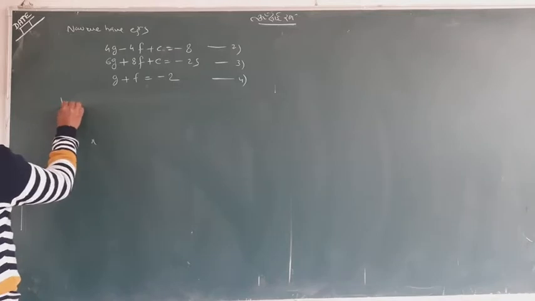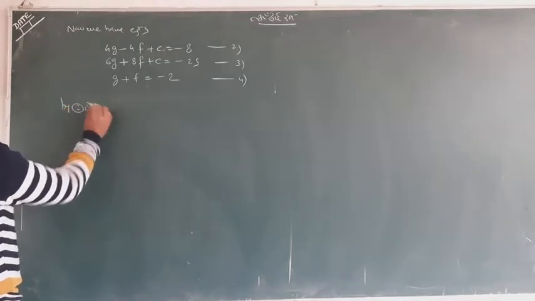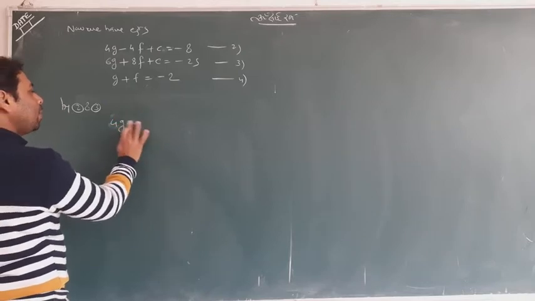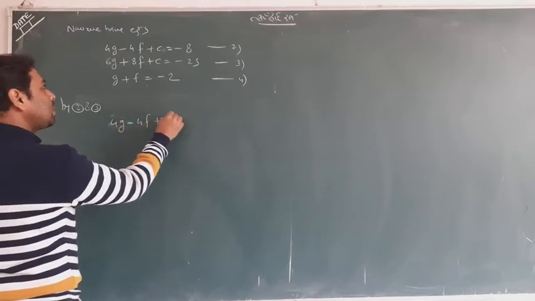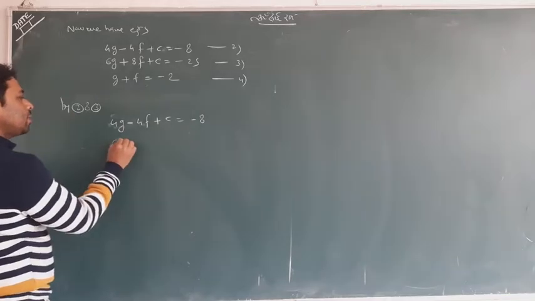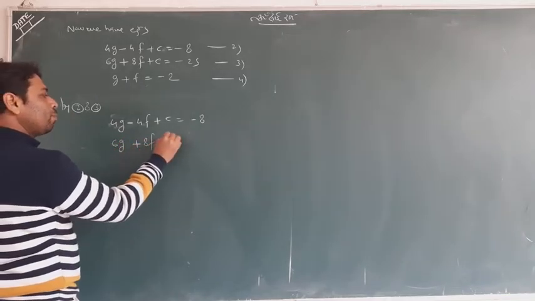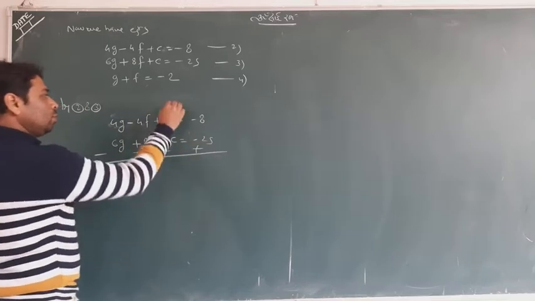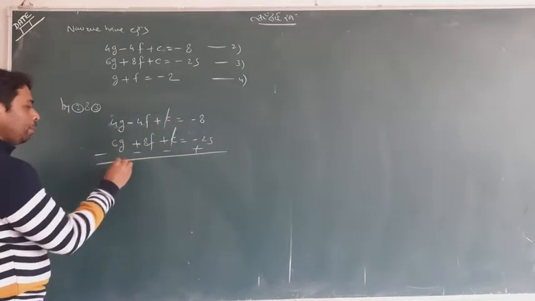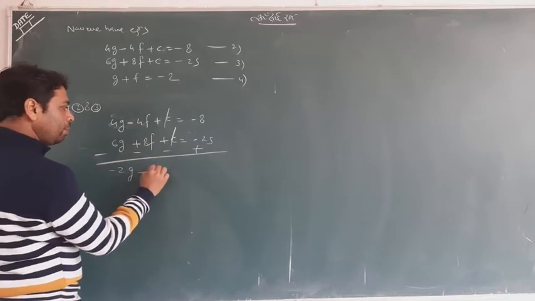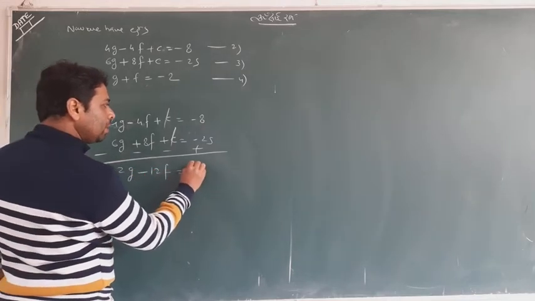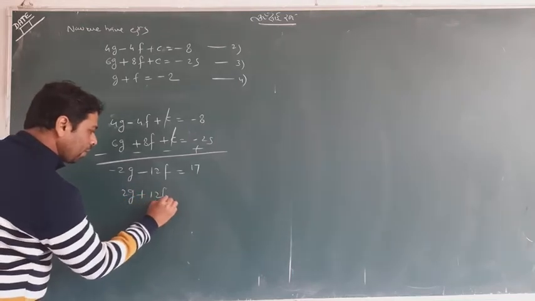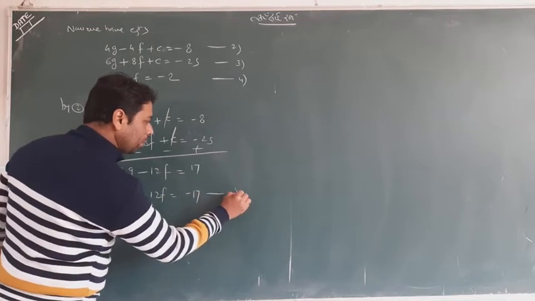So I'll take the second and third and write them: 4G minus 4F plus C equals minus 8, and 6G minus 8F plus C equals minus 25. I will subtract. So C will cancel, and these 2 will be minus 2G, these 2 will be 4F, and these 2 will be 17. You can write 2G plus 4F is equal to minus 17. This is going to be the fifth one.